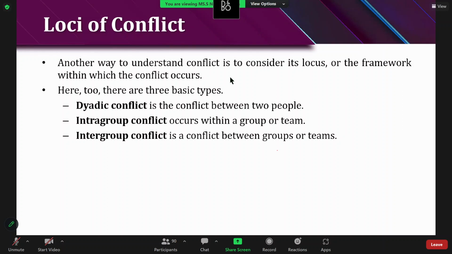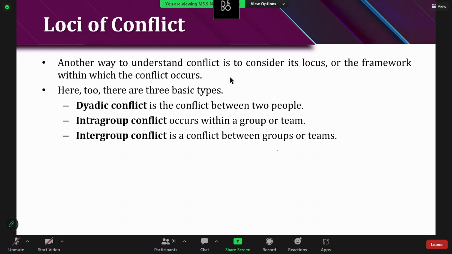Okay. So how we are categorizing the conflict, like dyadic, intra-group, and the intergroup conflict, is based on the locus of control, or the loci of conflict. Okay. Is it clear what the conflict is, and how we can categorize it, in terms of the outcome, the three different types of conflict suggested by the researchers, and how we can categorize the conflict in terms of their loci of conflict? Is it clear? Shall we move on? Yes, ma'am.